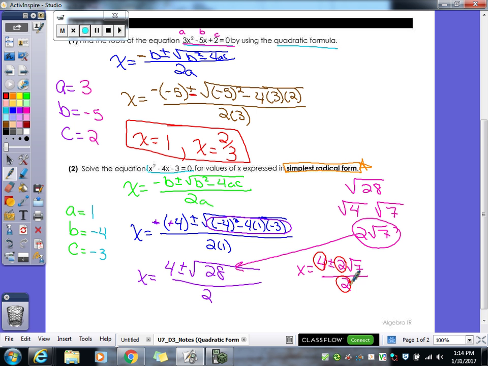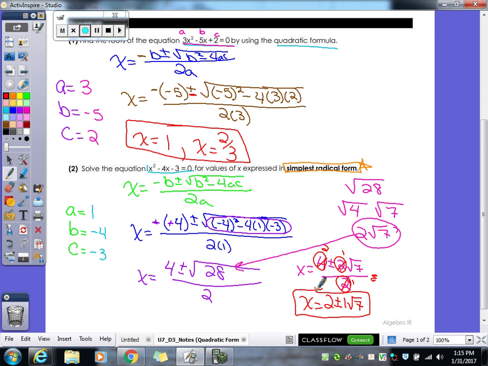4, 2, and 2? Yeah, we can divide those by 2. What's 4 divided by 2? 2. 2 divided by 2? 1. And then 2 divided by 2? 1. So we get x equals 2 plus or minus 1 radical 7. And it would be all over 1, but we don't always have to put the all over 1 in a fraction, so we can just leave it like that, 2 plus or minus 1 radical 7.